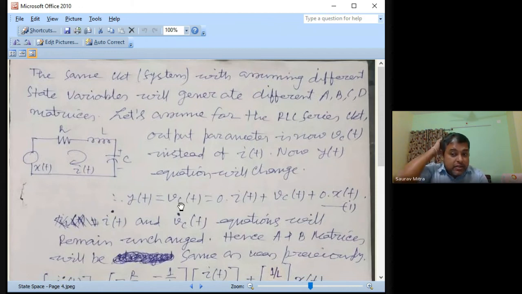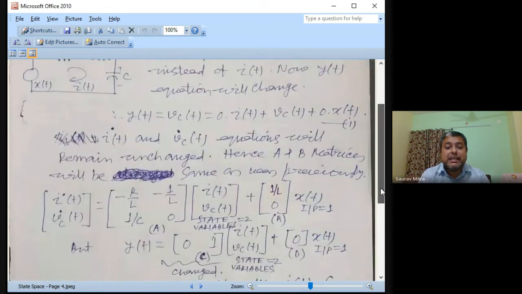Okay, so the I dot t and Vc dot t equations remain the same. There is no change in equation 1 and equation 2 in the previous page. That means the top I dot, Vc dot part will remain the same. A matrix, B matrix will remain the same. What will change? The C matrix will change, because in this case I am asking you to take y(t) is equal to Vc(t). That means 0 of I(t), 1 of Vc(t) and 0 of x(t).